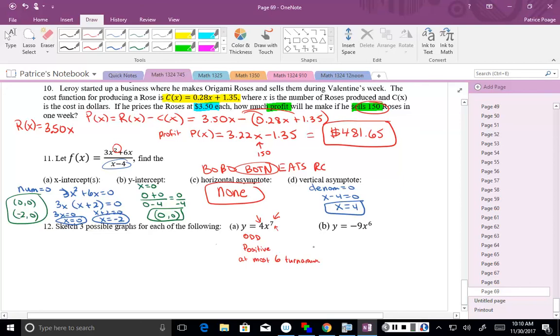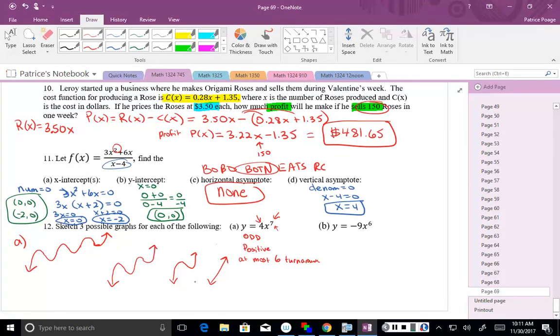So drawing 3 possible sketches for part A, I need to go in opposite directions with the right end up and at most 6 turnarounds. So I could have 1 turnaround, 2, 3, 4, 5, 6. So it could look like that. Or I might just have 4 turnarounds. 1, 2, 3, 4. Or I could have 2 turnarounds. And I'll just throw in a bonus example. It might not be any. So all 4 of those could represent the graph of 4x to the 7th. We just know it's odd, positive, and at most 6 turnarounds.